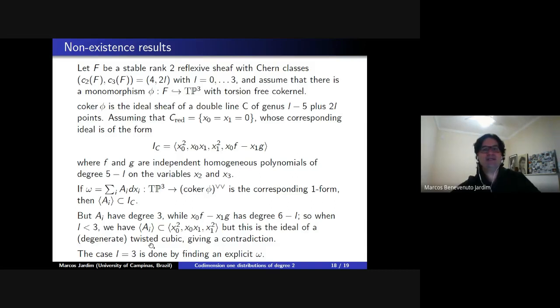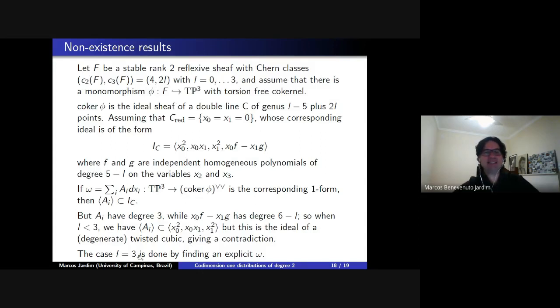But this is the ideal of a degenerate twisted cubic. So it's a degree 3 curve. But my curves are double lines, right? So I cannot have these degenerate twisted cubics contained in my double lines of this higher genus, right? So this gives me the contradiction, omitting a few details. And this eliminates the case where L is smaller than 3.